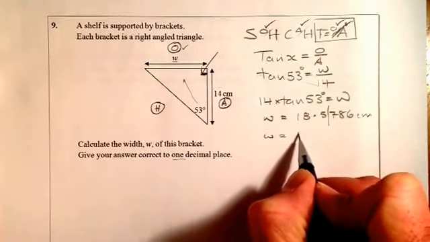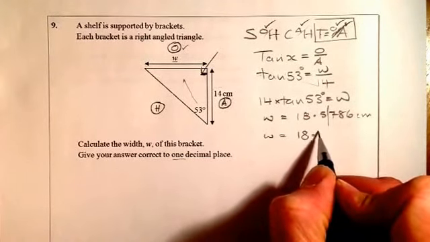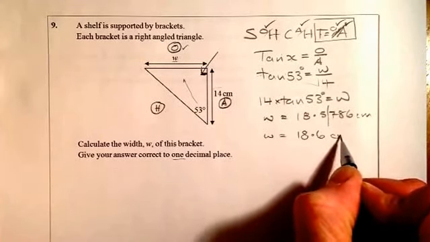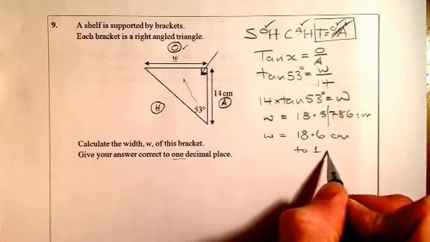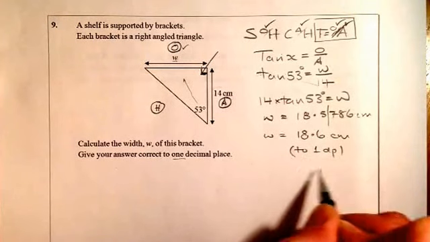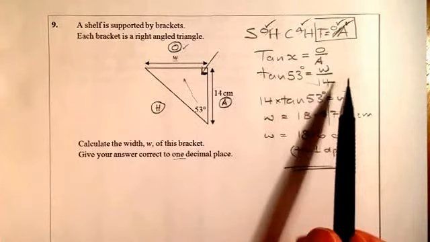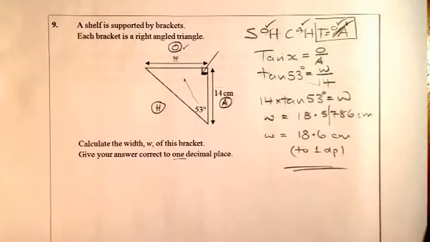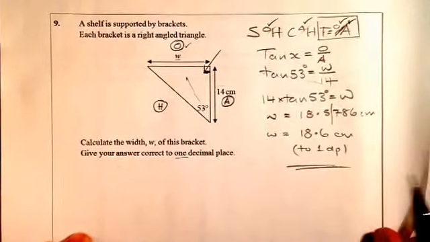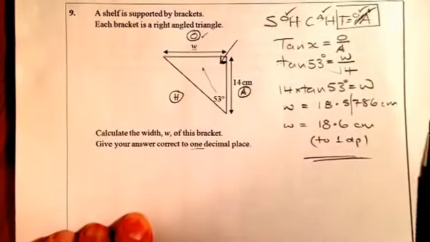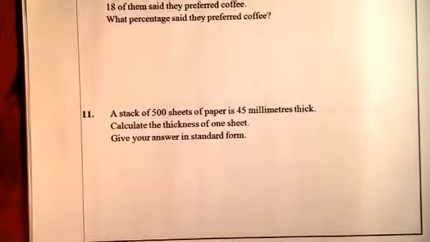So I've got W is equal to 18.6 centimetres to 1 decimal place. Okay, that's the answer for that. So that's the first of the trig ratios that we've done, and the first of the SOHCAHTOA, if you want to call it that. Okay, let's look at question 10, and we'll start to move a bit quicker on this one.